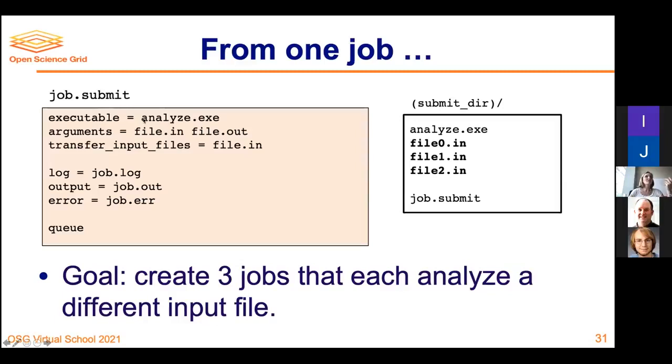Let's say that normally we might run this job, if running it once, as the executable, we'd pass arguments telling it the name of the input file and what it should name the output file. But in this case, we'd have to choose each one of these to get our job running. So how do we create 3 jobs that each analyze a different input file?